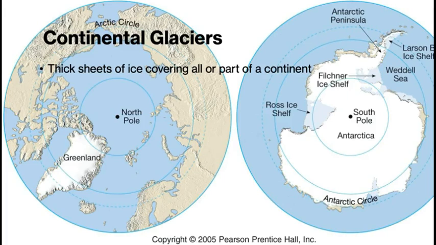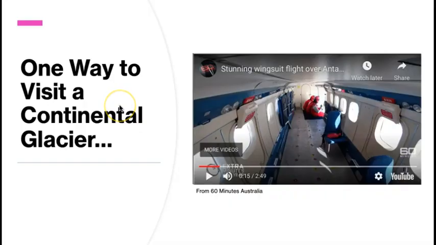Continental glaciers are not contained in a single valley, but instead cover all or part of a continent. Today there are two continental glaciers, one covering most of Greenland and the other covering Antarctica. If you're interested, here's one way to visit a continental glacier.